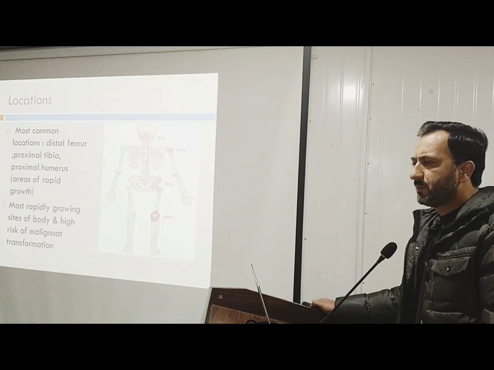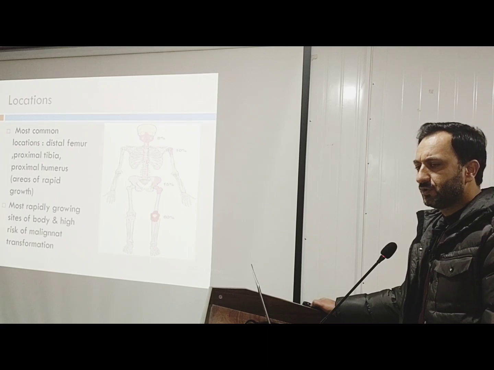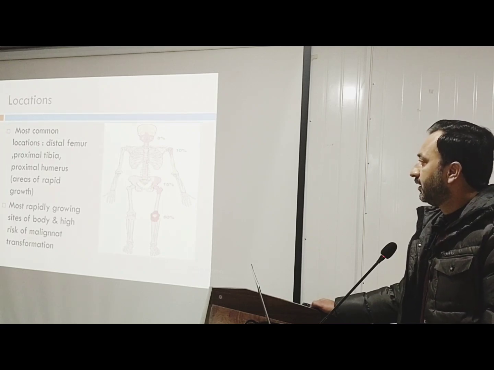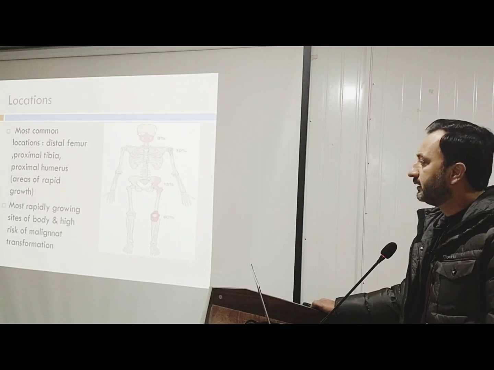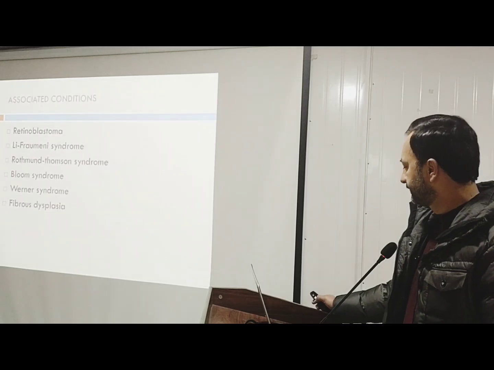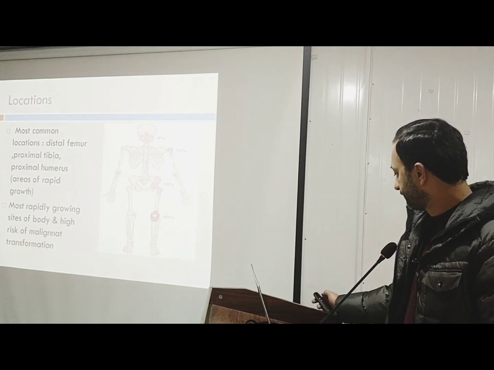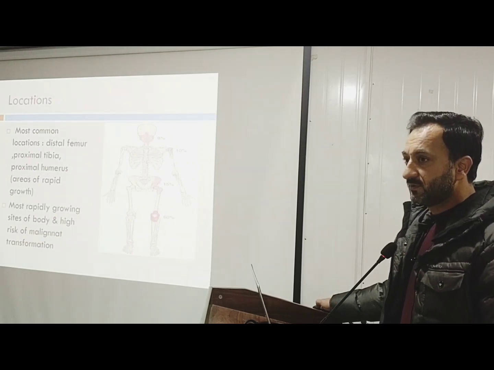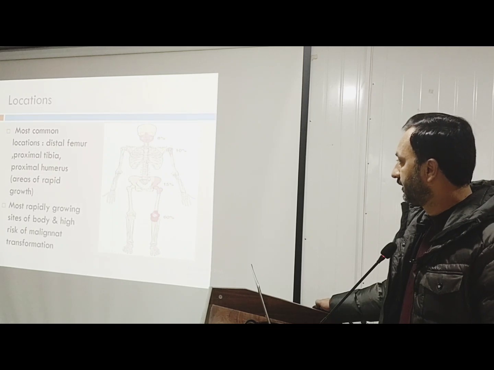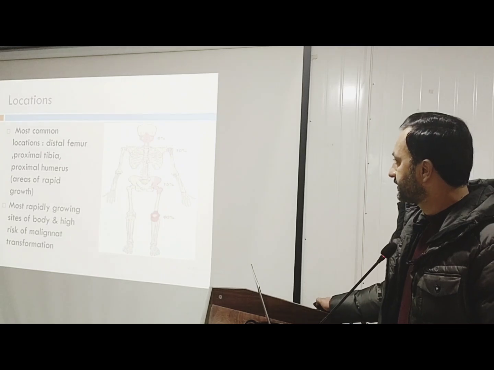Locations: the most common locations are the distal femur and proximal tibia, as it arises from the mesenchymal cells. So you can imagine the metaphysis, which is the rapidly growing side of the body, has a high risk of malignant transformation. 60% are in the proximal tibia and distal femur, where the metaphysis is the origin, and 15% in the proximal femur, ilium, proximal humerus, and mandible.